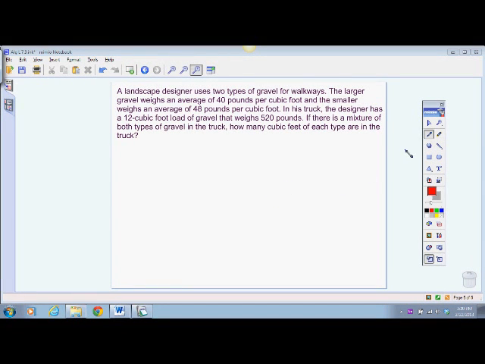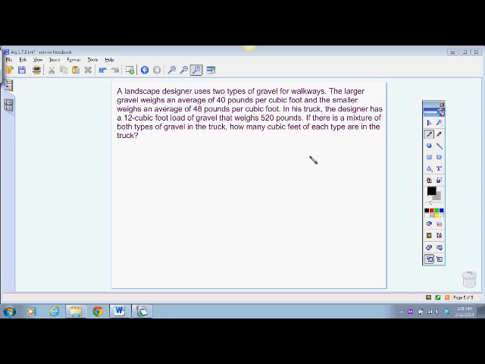A designer uses two types of gravel for walkways. The larger gravel weighs an average of 40 pounds per cubic foot, and the smaller weighs an average of 48 pounds per cubic foot. In his truck, the designer has a 12 cubic foot load of gravel that weighs 520 pounds. If there is a mixture of both types of gravel in the truck, how many cubic feet of each type are in the truck?